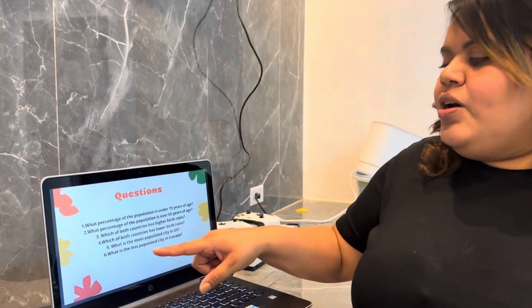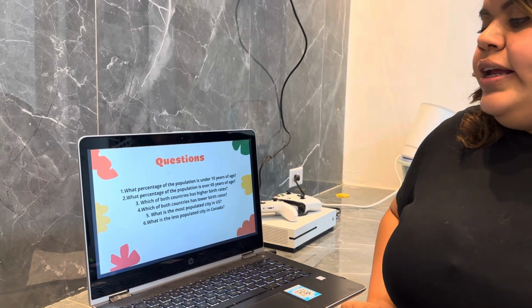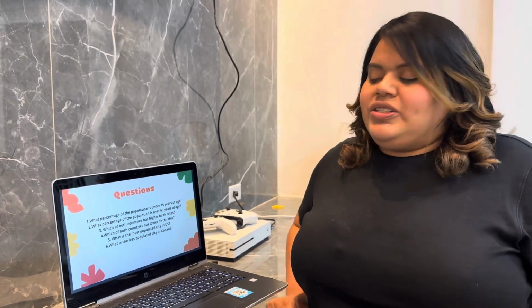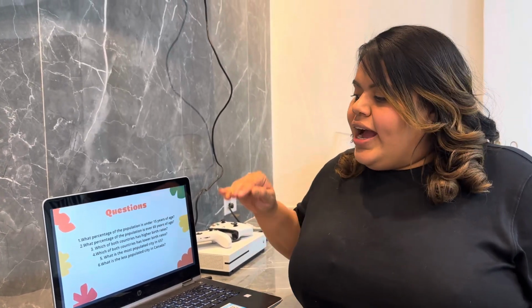And the last one, what is the most populated city in USA? So as you can see, this was the last graph that I used, and I use these questions to have a better comprehension and be more clear.